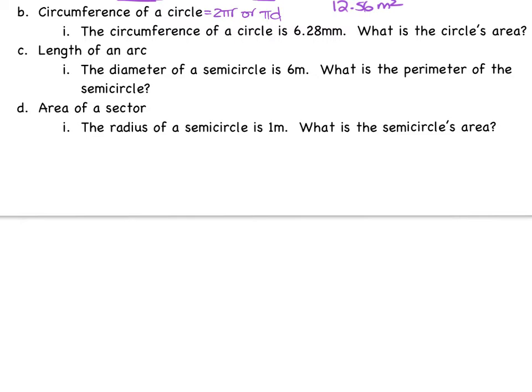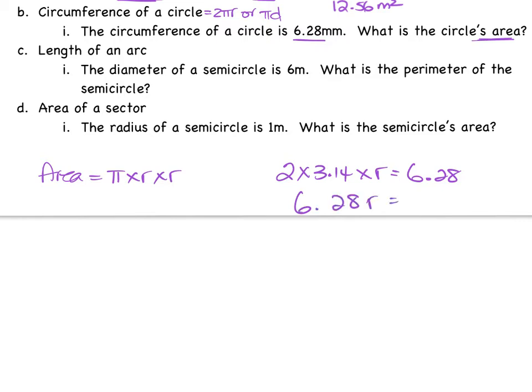So if the circumference is 6.28, they want to know what is the circle's area. So to be able to work out the circle's area, we remember that area is equal to pi multiplied by r multiplied by r. So we have to first work out what is the r. So if 2 times 3.14 times the radius is going to give us 6.28, that means that 2 multiplied by 3.14, which is 6.28, by the radius, is equal to 6.28. So we divide both sides by 6.28 so we can figure out what the r is. And we'll get that the radius is 1 millimeter.